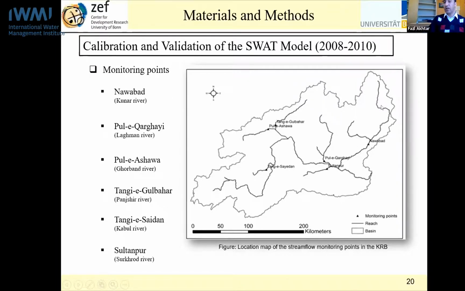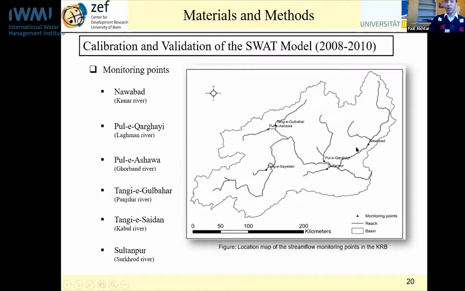Nawabad station here, it's where the Chatral River joins the Kunar River. This station was used for monitoring the stream flow. And then we have Pule Khargai, it's Pule Islamabad, and maybe it's not important to say it here, but this was the station which was used. And then 2 stations, Tangi Gwalbar, coming from Panjshir in Pule Ashawa, Tangi Saidan in Sultanpur stations.